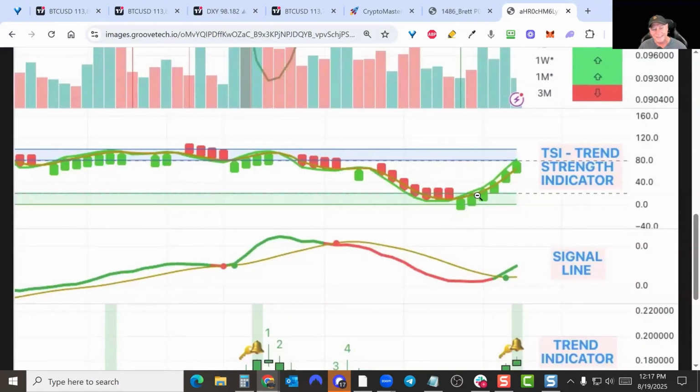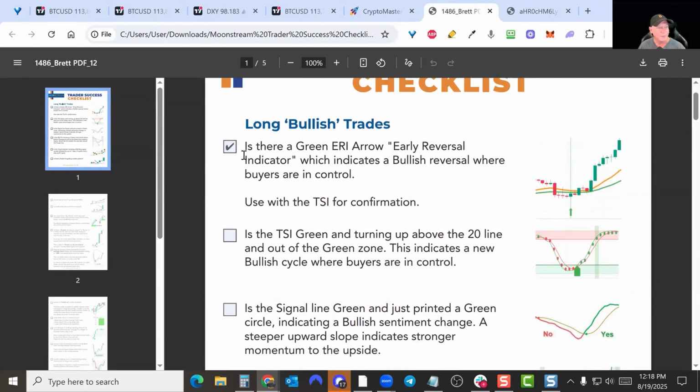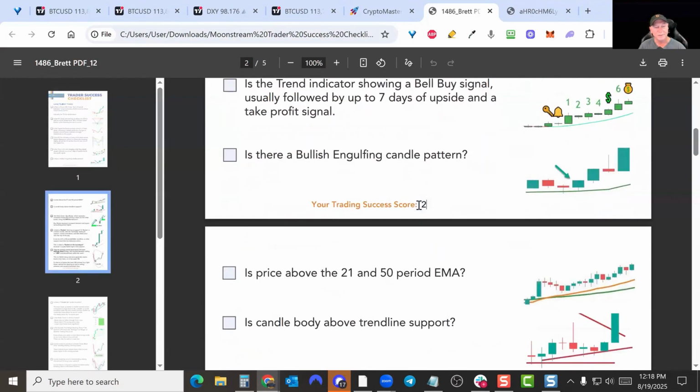But the trigger is, does it get above the 20 line? And for years and years, many of the indicators, that's what they use. The overbought and oversold areas, 80, 20. So that's nothing new for many of you. Point being, on this one, yes, it was. So we had, and it even says here, use with the TSI for confirmation. Next one, is that trend strength indicator turning up and above the 20 line and out of the green zone? This indicates a new bullish cycle where buyers are in control. So you guessed it, check the box. What do we have? We have a trade success score of 2.